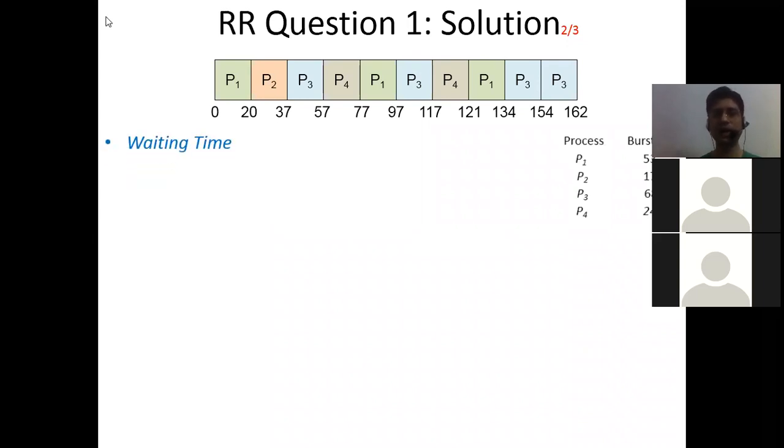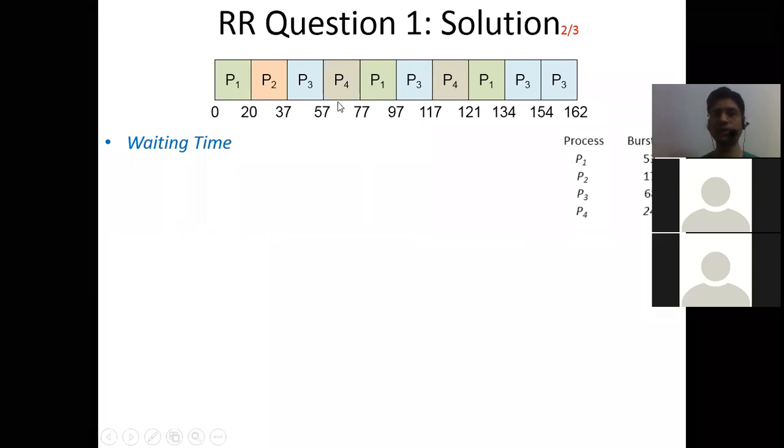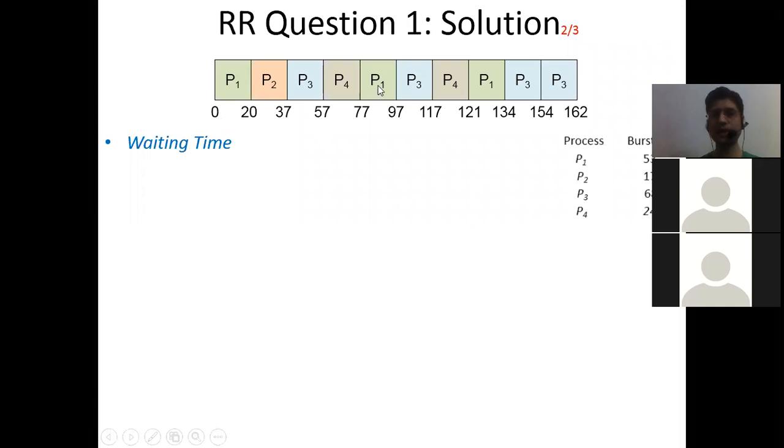So let's see. Tell me, what is the waiting time for P1? Can anyone tell me the waiting time of P1 and how you found it? Is it 20? How did you calculate 20? Because you can see here P1 is first given the CPU at zero. And then again, P1 is given the chance to go to the CPU only at 77 unit time. And then there is again a break while P3 and P4 are executing in the CPU. P1 is resting in the ready queue only, right?